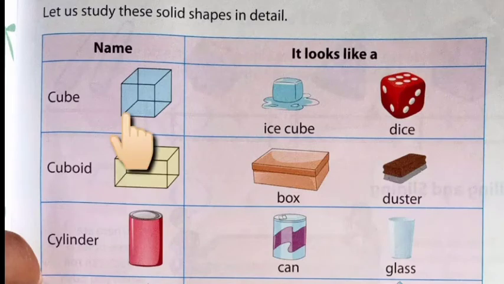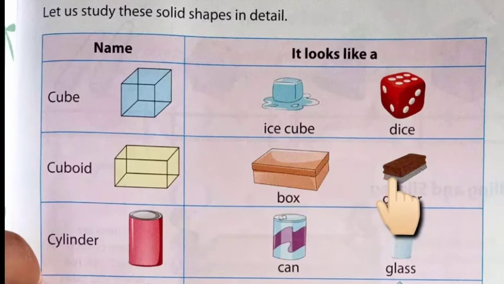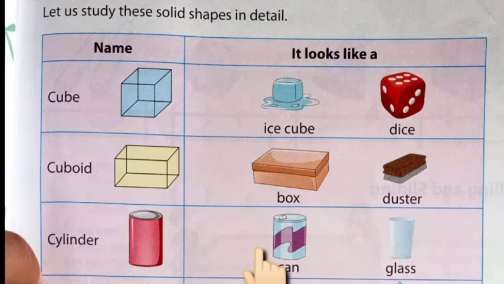Like first you look at the cube, it looks like the ice cube or the dice. Then the cuboid, cuboid looks like the box or the duster. And then you are given the picture of the cylinder. How does the cylinder look like? Come on, it looks like a can or a glass.